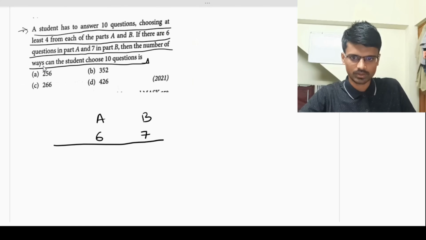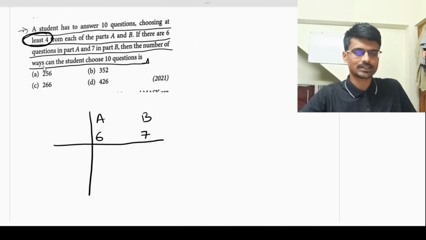Okay. So what are the different cases that can form? He has to answer at least 4 questions, minimum 4 questions. He cannot answer less than 4 questions from any of the sections. So minimum 4 questions he has to answer. And in total, he has to answer how many? He has to answer 10 questions. Okay, these two conditions are important. You have to play around that.